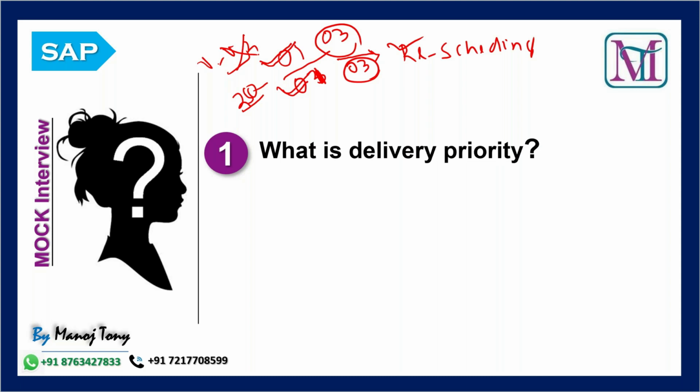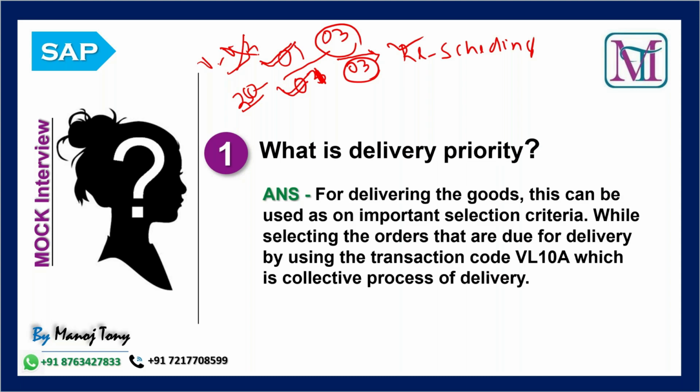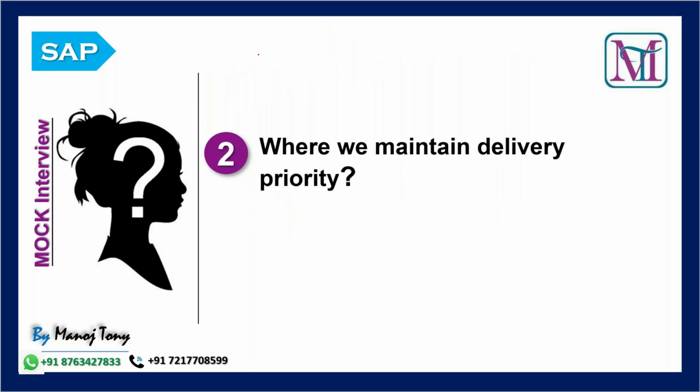So now we'll discuss the interview questions for delivery priority, back order process, and rescheduling. What is delivery priority? For delivering the goods, this can be used as an important selection criteria, which we have already executed in VL10A. So here you can give the selection criteria. Another one is with the help of delivery priority, we classify the customer and perform the back order and rescheduling. This would be your answer. Then where do we maintain delivery priority? We maintain it in customer master, sales area data, shipping tab. The first field is delivery priority.